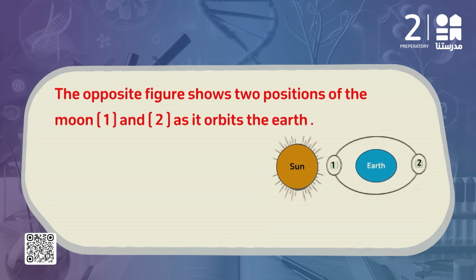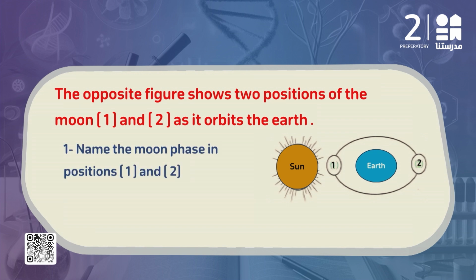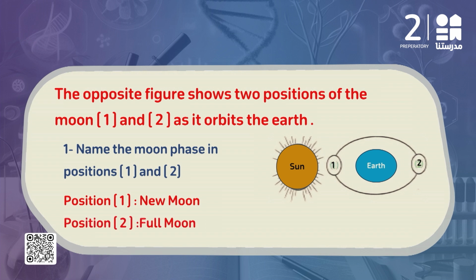Let's have a look at the opposite figure. It shows the two positions of the moon 1 and 2 as it orbits the earth. زي ما اتفقنا انه المون while it's moving around the earth بياخد different positions, فاحنا عايزين نعرف اسم المون فيز في position 1. This would be the new moon. لكن لما هيلف وياخد position 2 this would be the full moon.